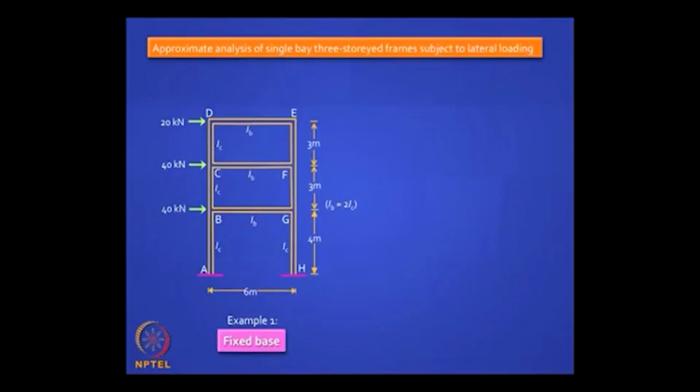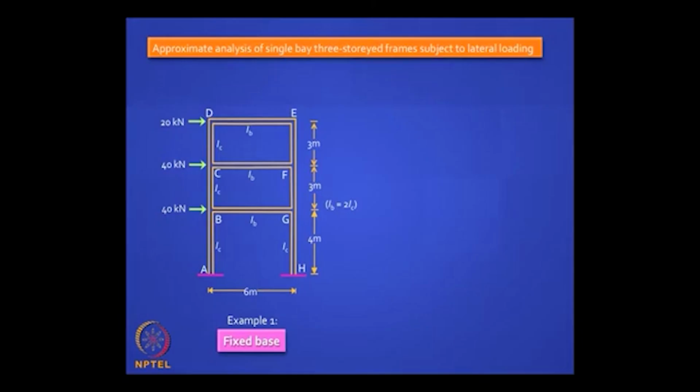Now let us try to do a quick approximate analysis of a 3-storied symmetric frame. Okay. Now it is given here that IB is equal to 2 IC, but for the approximate analysis we are really assuming IB is infinite. So that is the error we make in the analysis, right, and we will see later how to do a more accurate analysis of this using a displacement method.